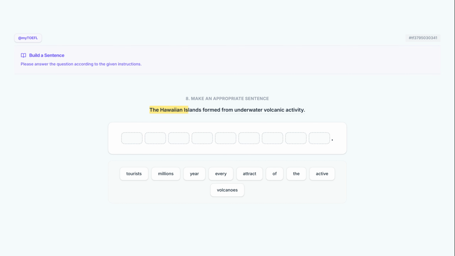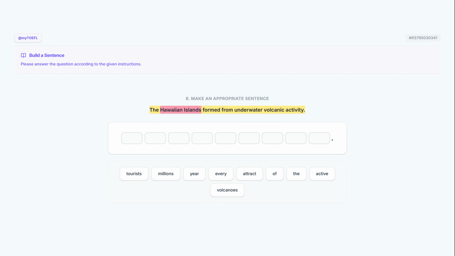The Hawaiian Islands formed from underwater volcanic activity. This context sentence explains the geological origin of the Hawaiian Islands. It is logical that the following sentence will describe a current characteristic of these islands, such as their popularity with visitors. Now, let's arrange our scrambled words to form the correct sentence.